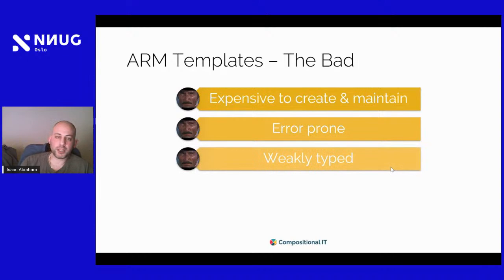ARM templates are basically JSON. They're relatively weakly typed. They have some typing support based on some JSON schemas, but there's a limited amount of information in them. Again, they're not kept up to date. And it's generally a challenge to have any degree of confidence that your template will really work.